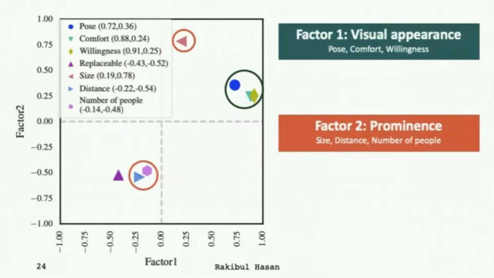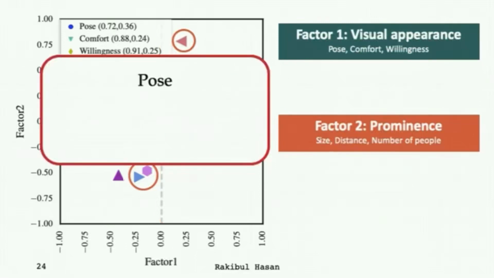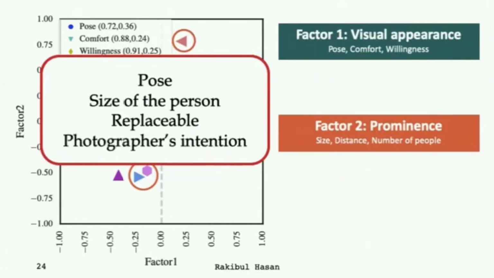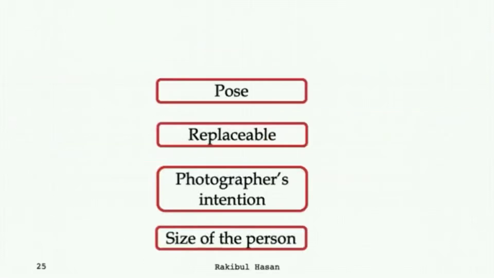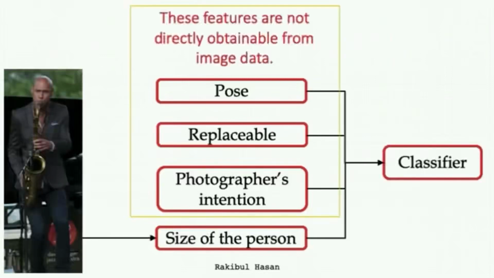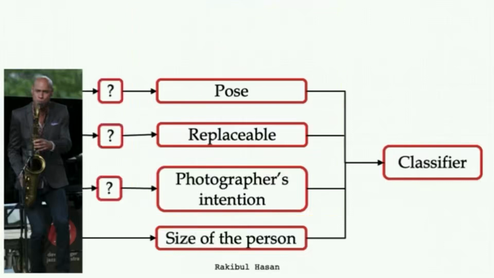All features under the same group contain similar information, so we just pick one from each group, namely pose from group 1 and size from group 2. We keep replaceable as it is associated equally with both factors, and photographer's intention as it doesn't associate with any of these factors. So we now have the final set of features and we can use them to train a classifier. But the problem is, other than size, none of them can be obtained directly from an image. So there has to be some intermediate step to get these features from the raw image.